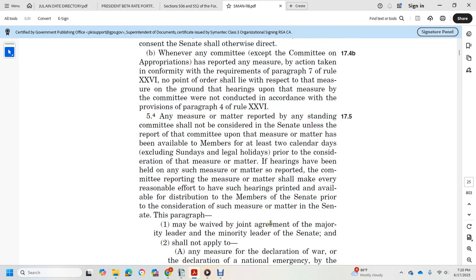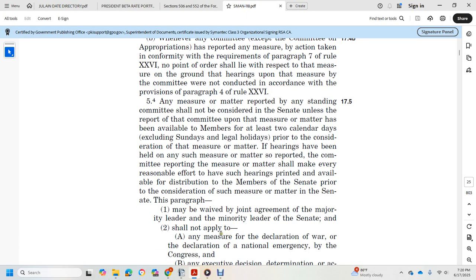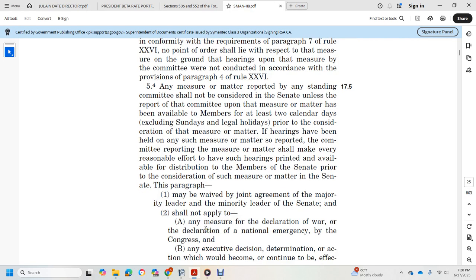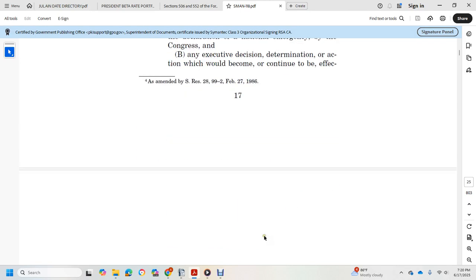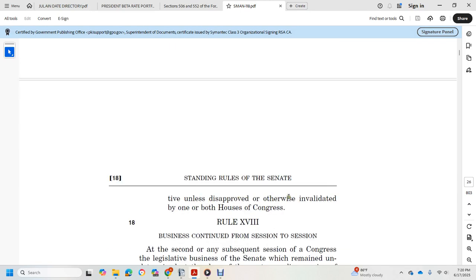This paragraph may be waived by the joint agreement of the majority leader and minority leader of the Senate, and shall not be applied to any measure for the declaration of war, declaration of national emergency, or by the Congress, and by executive decision, determination, and action which would become or continue to be effective unless disapproved or otherwise invalidated by one or both houses of Congress.